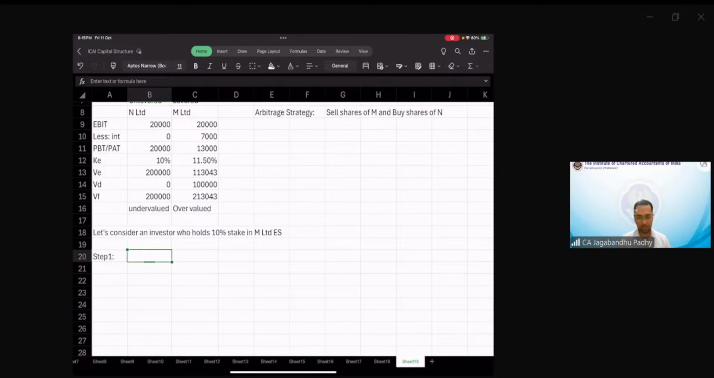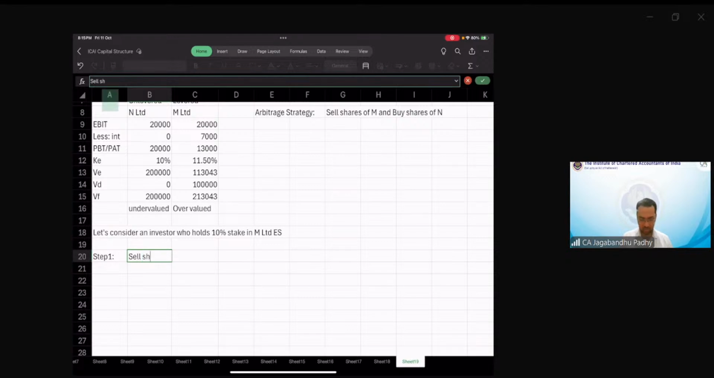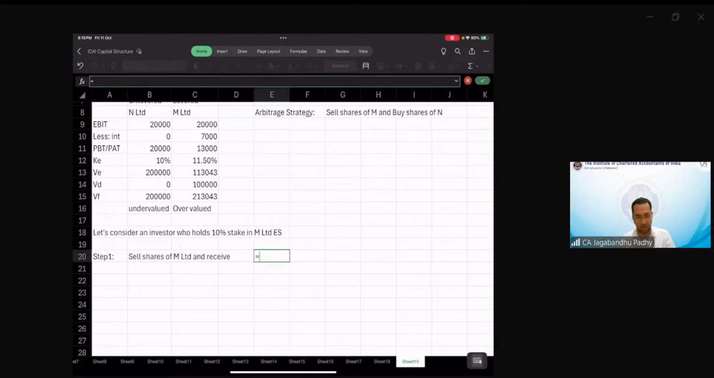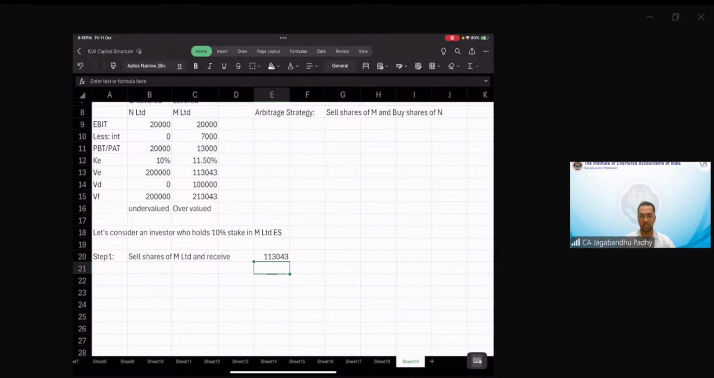First step is to sell shares of M Limited, and receive money. How much amount is the investor going to receive by selling the shares of M Limited? What will be the amount that the investor is going to receive? The current value of the equity shares is 113043, right? That's the value of equity shares which the investor is having.